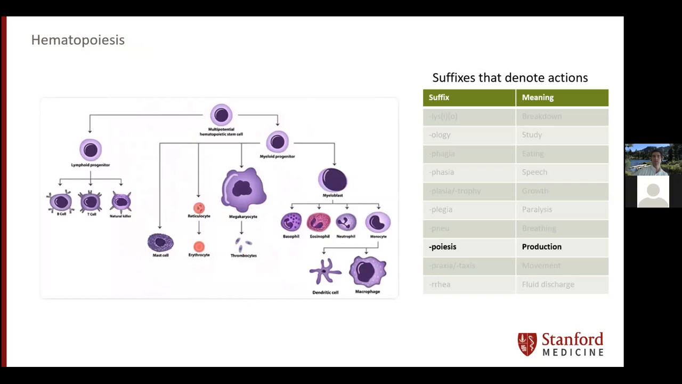Here you have a picture of hematopoiesis. So poiesis means production. So this is production of blood cells. And so a hematopoietic stem cell is a stem cell that can go on to produce all of the important blood cells that you might need, including lymphoid, which are your B cells, T cells, and natural killers, your antibody producers. And then your myeloid cells, such as your neutrophils, which are sort of your first line of attack in the body.